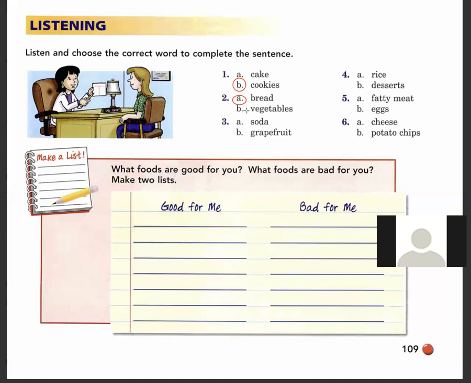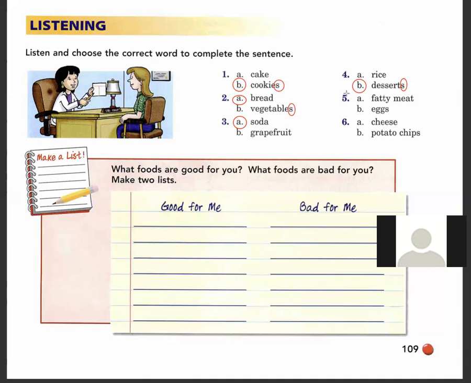How was your medical checkup? Okay. The doctor said I must drink less soda. Good. Less soda. Number 4. Did the doctor put you on a diet? Yes. She said I must eat fewer rice or fewer desserts. Desserts. Very good. Desserts, right? Not anything. Fewer desserts, fewer cookies, fewer vegetables.